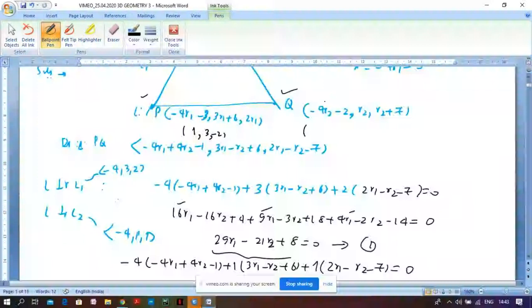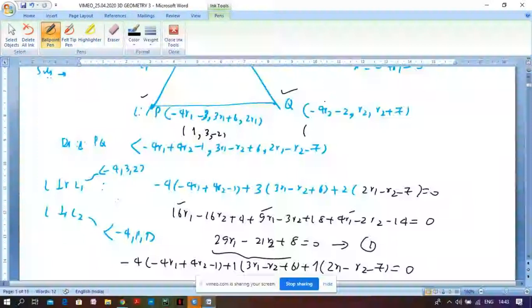If someone asks, it's exactly this kind of problem that was asked in 2017 and before also. In 2010 also. So PQ is 9.